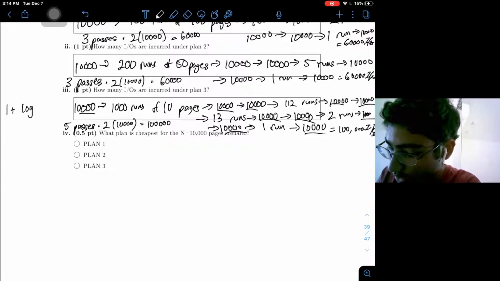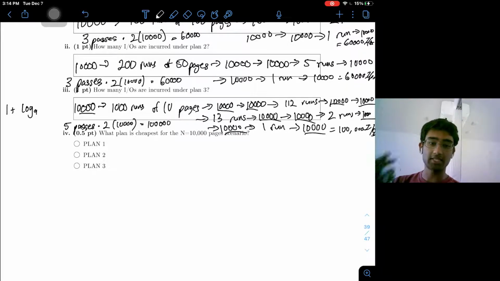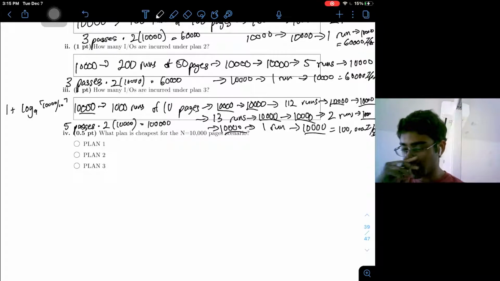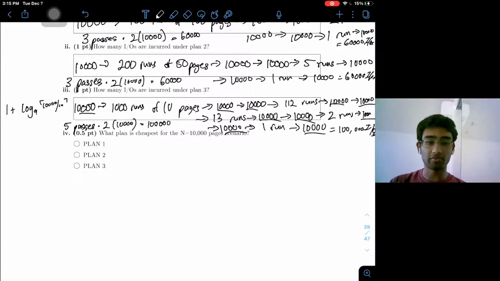So in this case, a log of b minus 1, log base 9, because that's how many runs we can merge together at the same time. And then we do n divided by b, in this case 10,000 divided by 10, which yields 1,000 to get the number of runs, right? Because in this case there are 1,000 runs of 10 pages.